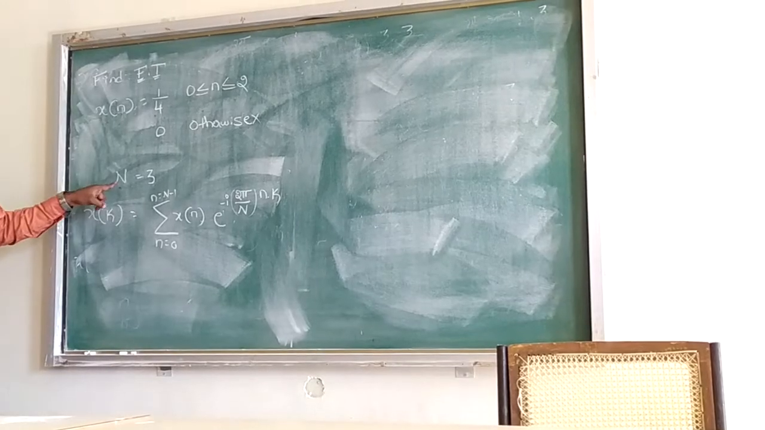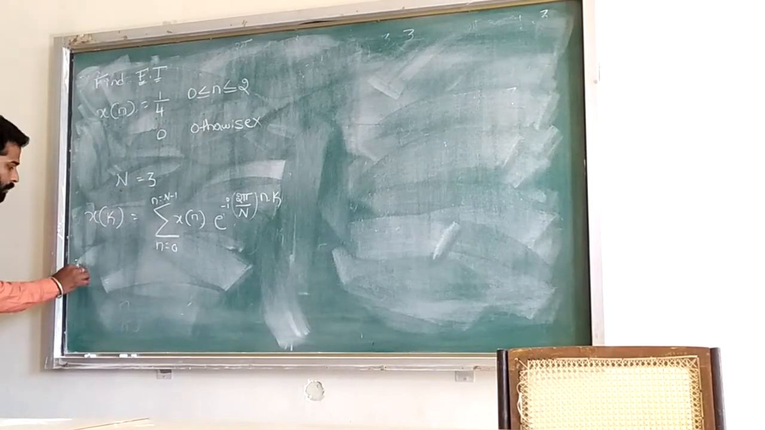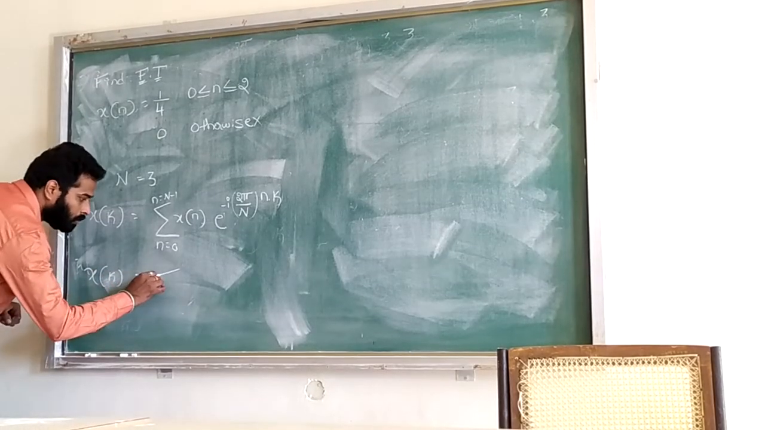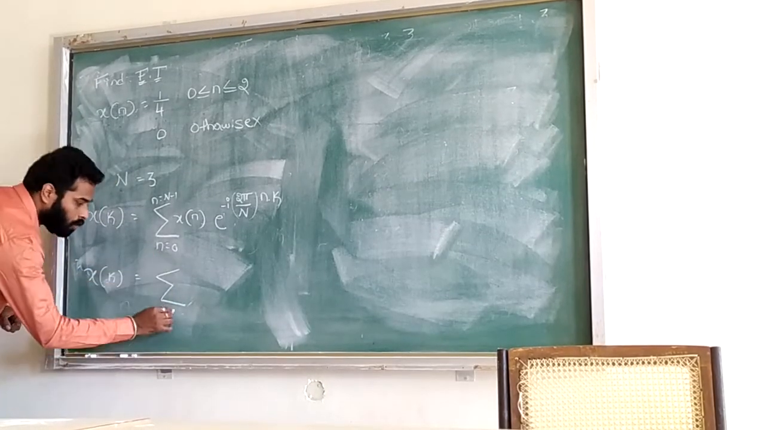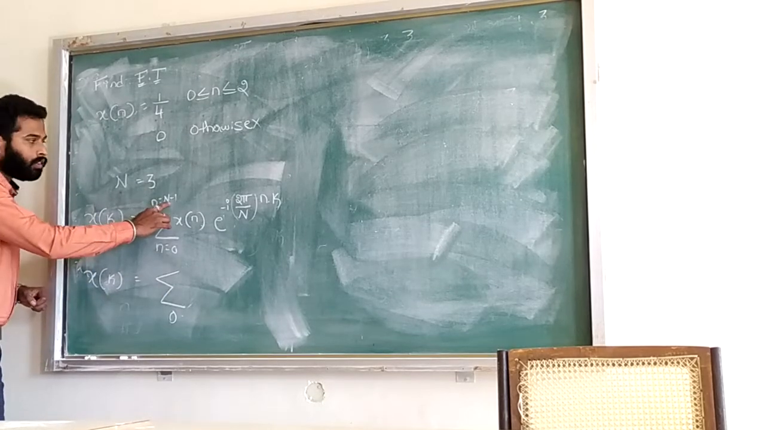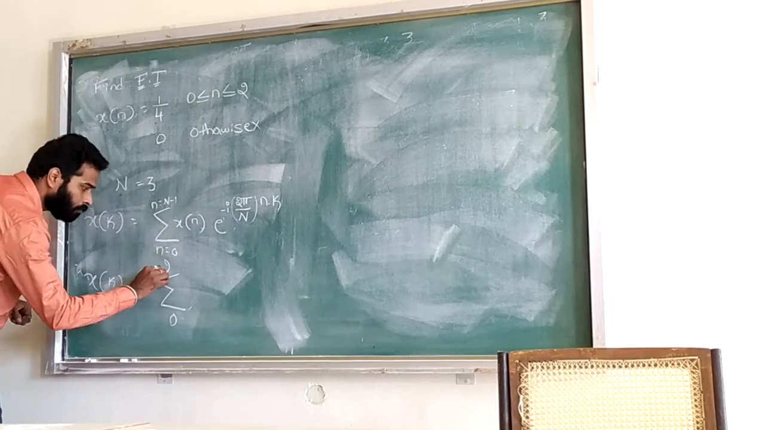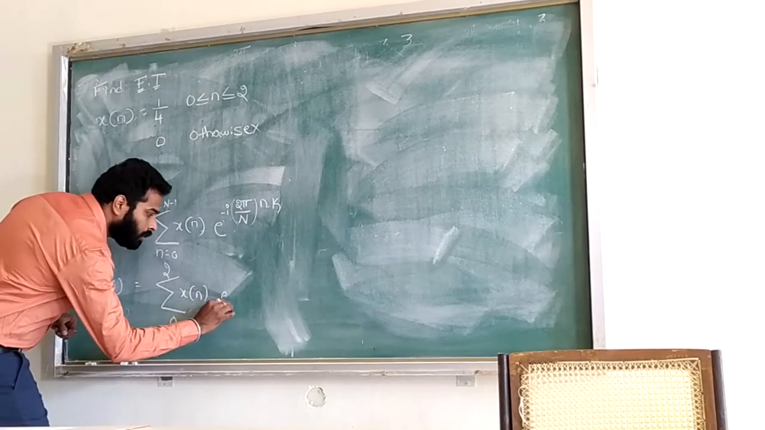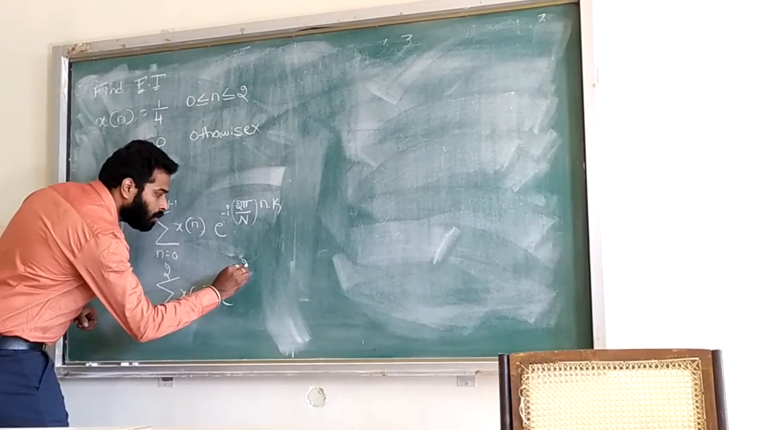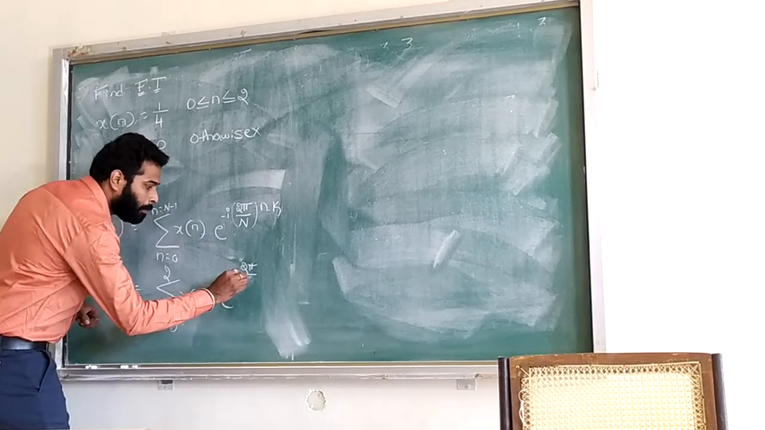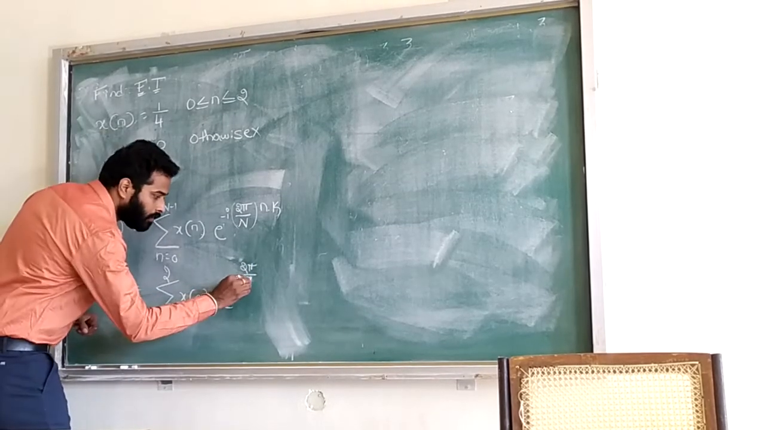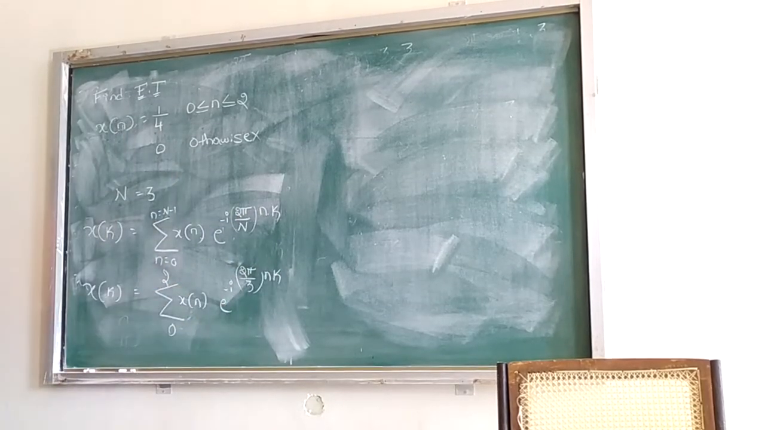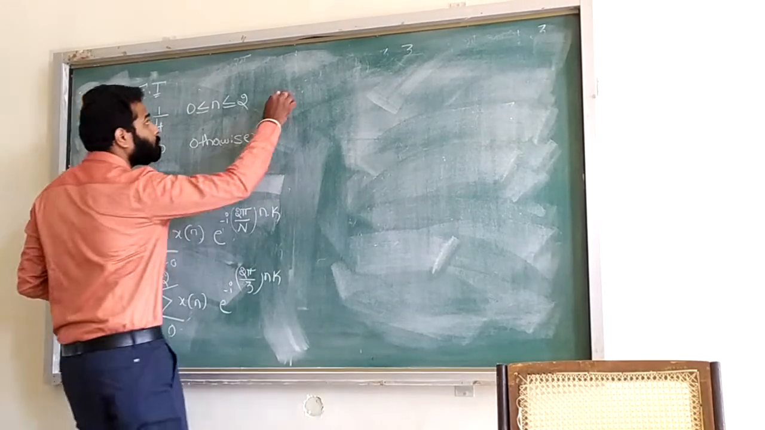Now N is equal to 3. So first we write the general form. X of k is equal to summation n is equal to 0 to n is equal to N minus 1. So 3 minus 1 is 2. Okay. X of n e raised to minus j 2 pi divided by capital N, capital N is 3, into n into k. Okay.